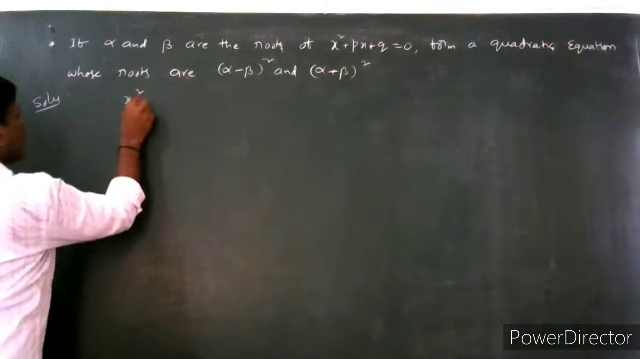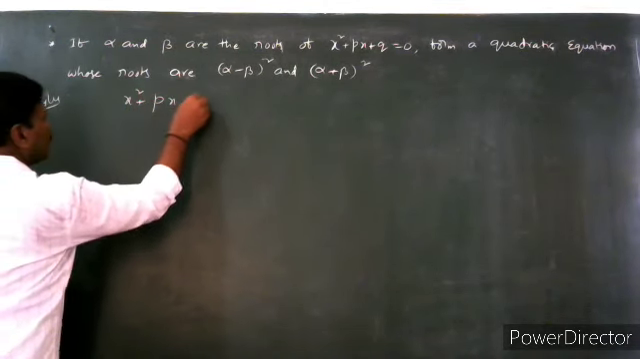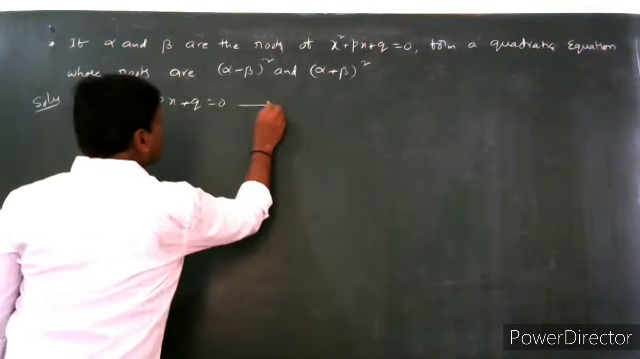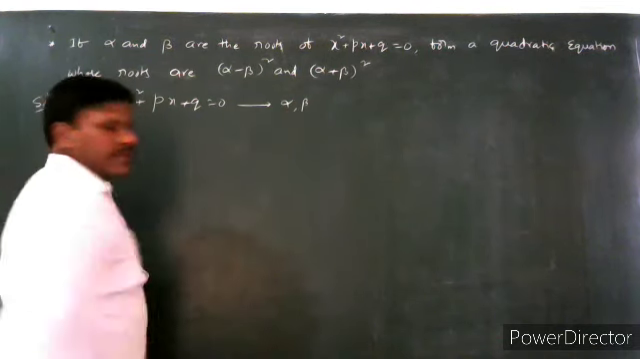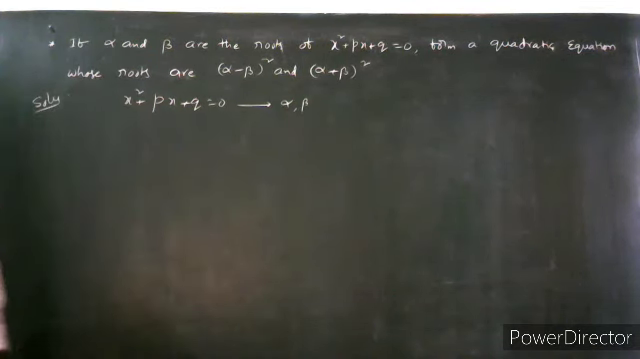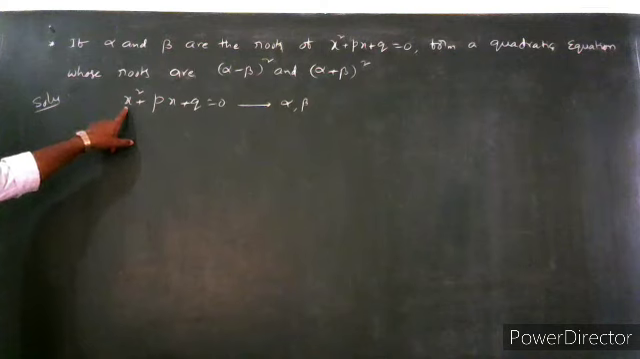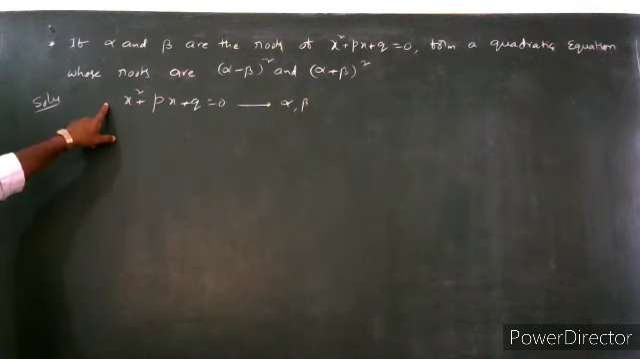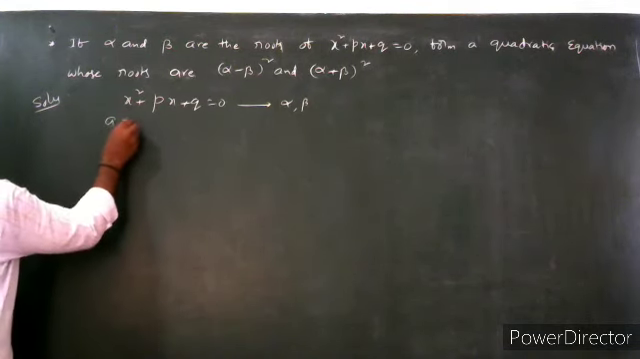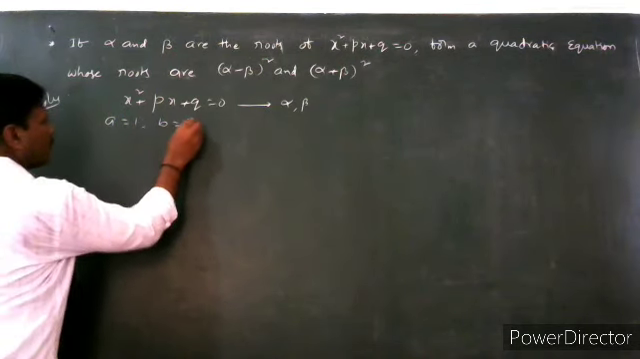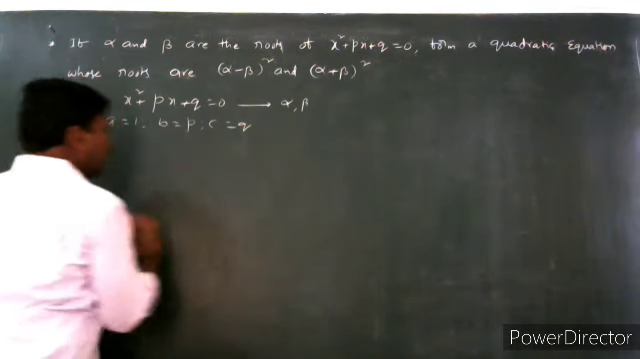What is the given equation? x square plus bx plus q is equal to 0. These roots are alpha, beta. Here x square coefficient a is equal to 1, b is equal to p, c is equal to q.